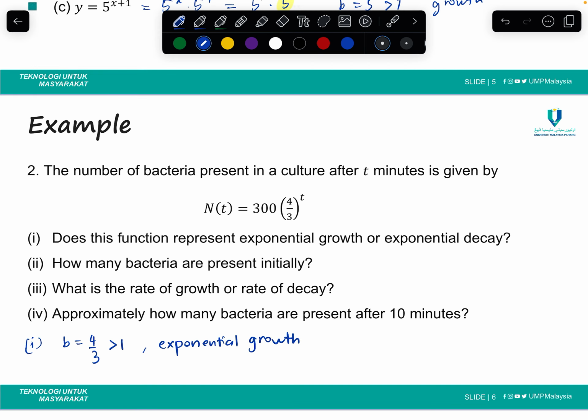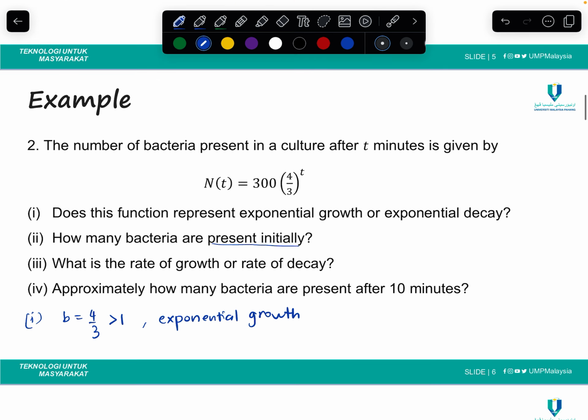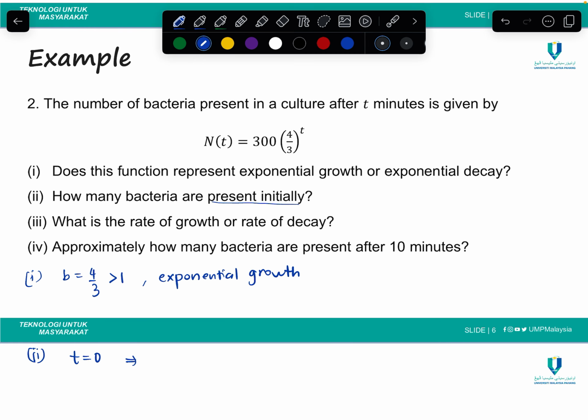Question number 2. How many bacteria are present initially? Means that we have to calculate the initial time, t equals 0. When t equals 0, your n will be 300 times 4 over 3 power of 0. Here we substitute the t value with 0. 4 over 3 power of 0 is 1, because anything that has power 0 equals 1. So your n is 300, means that the number of bacteria present initially is 300.